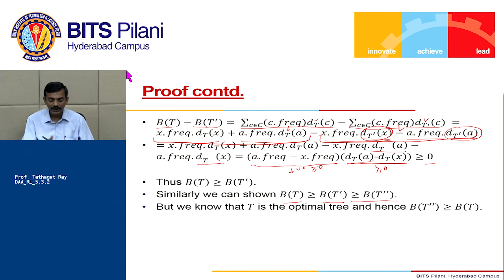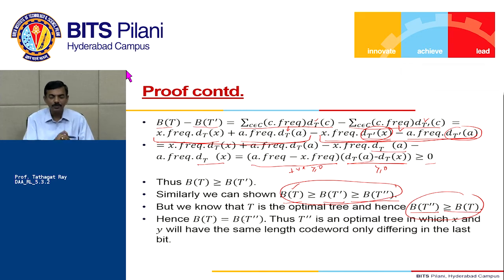But we know that T is my optimal tree. We know that this is optimal, which means B(T'') must have cost more than B(T), because B(T) is the optimal. So using these two facts, I have that B(T) must be equal to B(T''). That has to happen, which means that T'' is an optimal tree, and it has the property that x and y have the same length code word, differing only in the last bit.